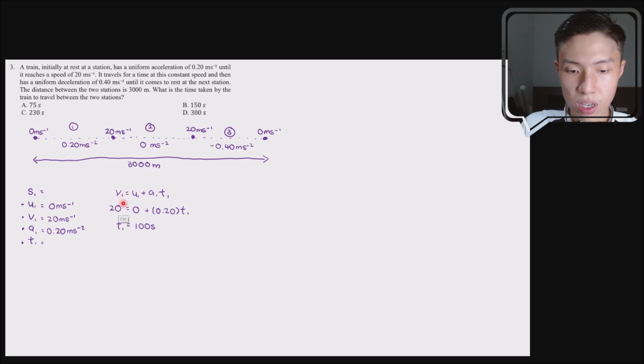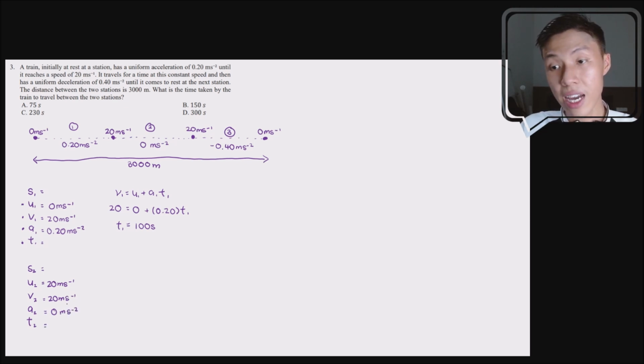For the second section of the journey, you can also write your SUVAT. Again, we don't know how much the distance is, so leave it blank. We know that the initial and final velocity are 20 meters per second. Then the acceleration is therefore 0, because the velocity never changed throughout the second portion of the journey.